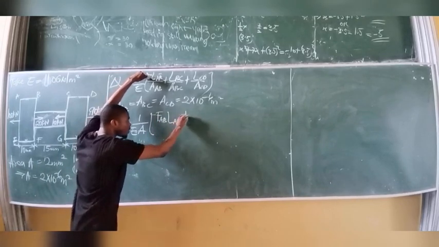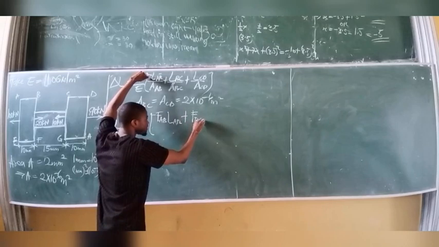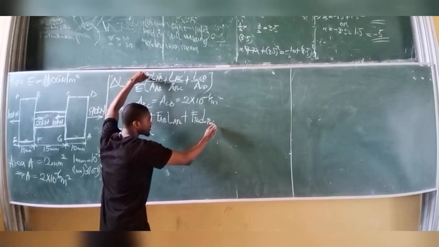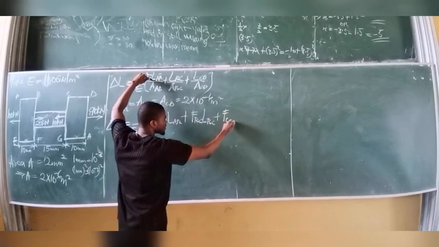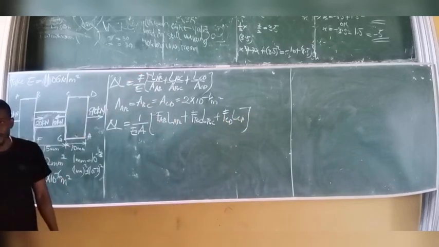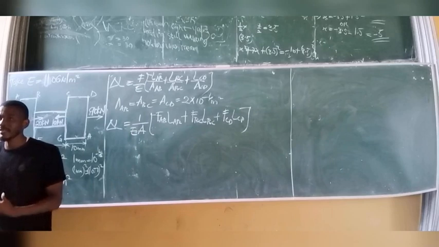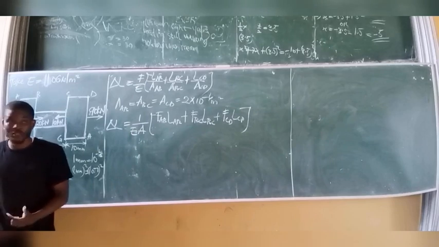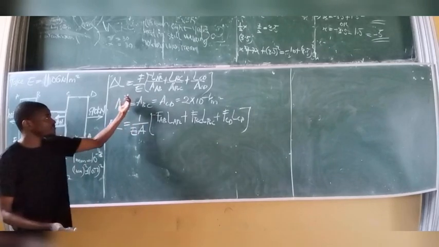AB plus force of portion BC times length BC plus force of portion CD times length CD. This becomes the total change in length. That's all. The area is the same, it doesn't change. Since it doesn't change, simply pull out the area. All of them are the same, bring it out.